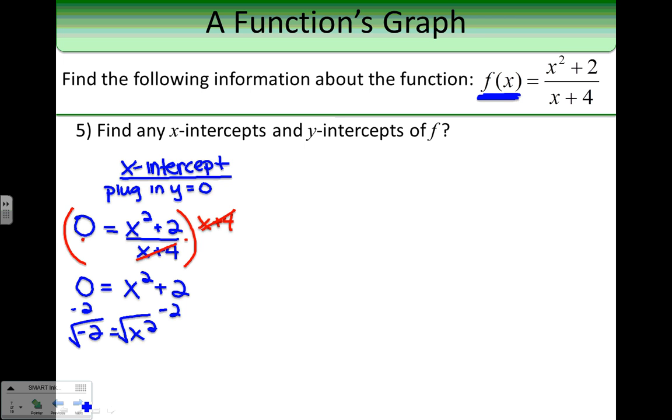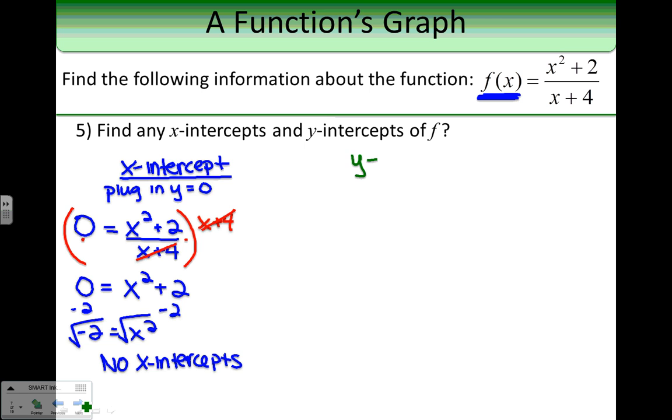As you can see, we're taking the square root of a negative. Since we're trying to find information about the graph, there is no such thing as a square root of a negative, or an imaginary number, on our xy coordinate. So we can say there are no x-intercepts, since we can't take the square root of a negative.